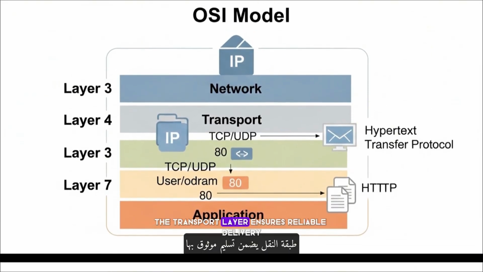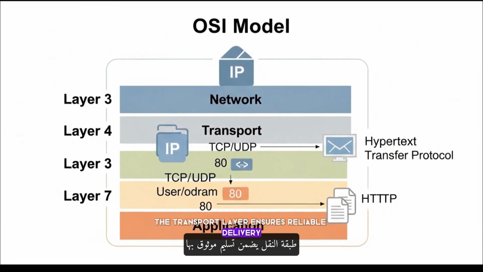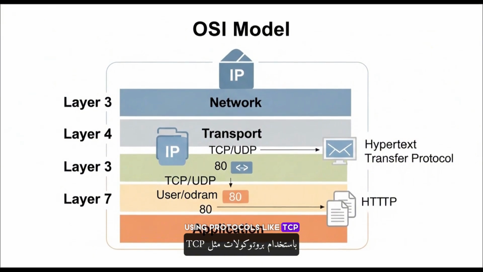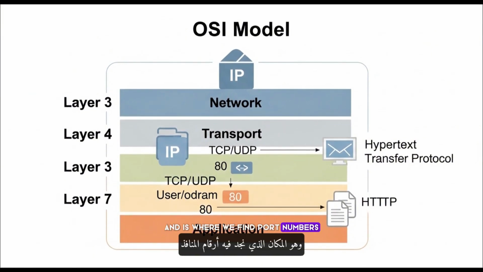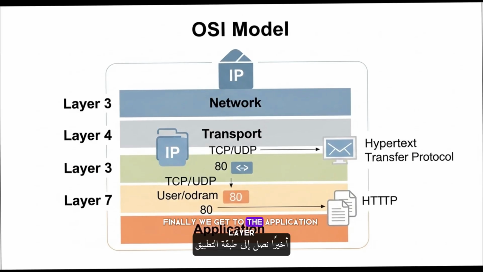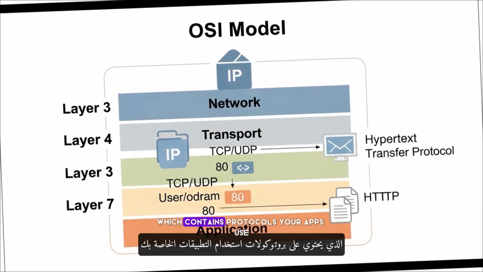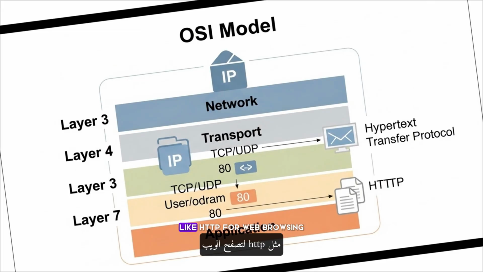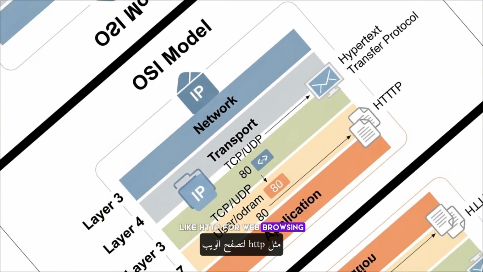The transport layer ensures reliable delivery using protocols like TCP, and is where we find port numbers. Finally, we get to the application layer, which contains protocols your apps use, like HTTP for web browsing.